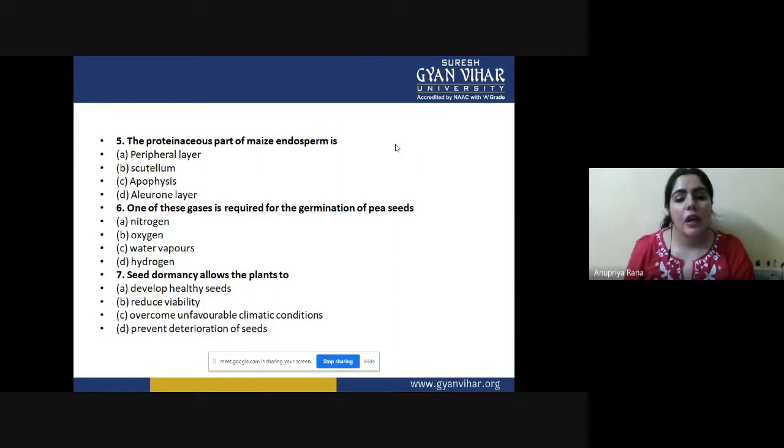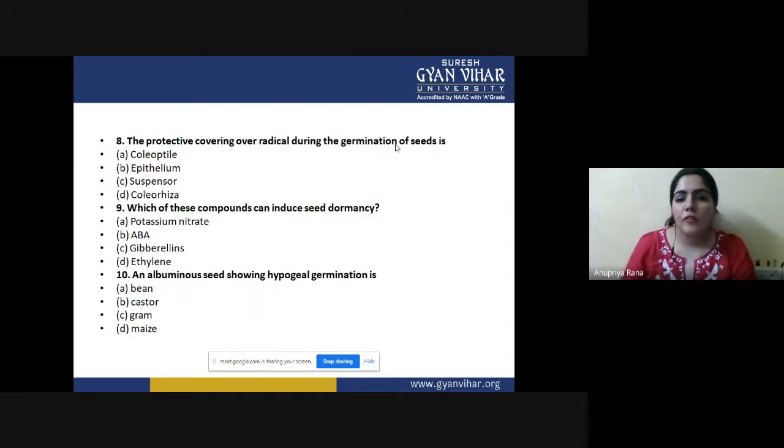Seed dormancy allows a plant to do what? The protective covering over the radicle during the germination of seed, I told you when we studied the maize plant. Which of these compounds can induce seed dormancy? I think you know. An albuminous seed showing hypogeal germination is so why.